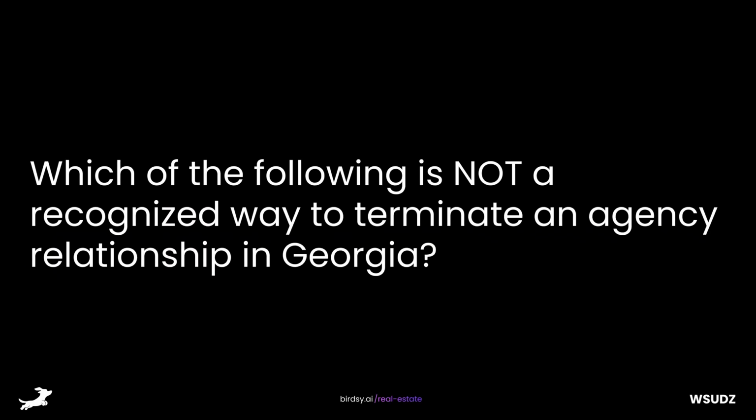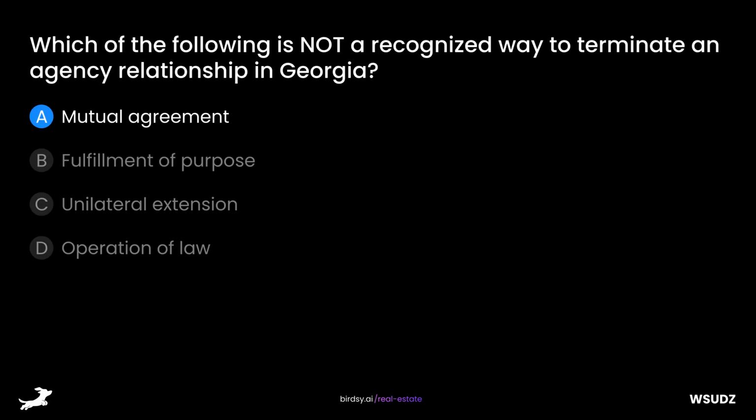Which of the following is not a recognized way to terminate an agency relationship in Georgia? Is it A, mutual agreement? B, fulfillment of purpose? C, unilateral extension? Or D, operation of law? The answer is C, unilateral extension.